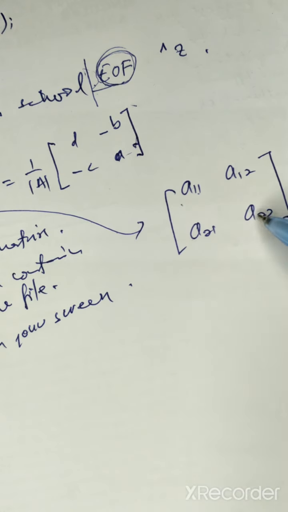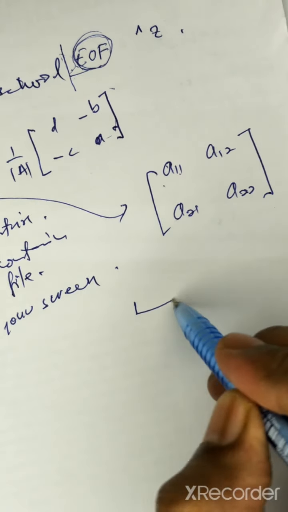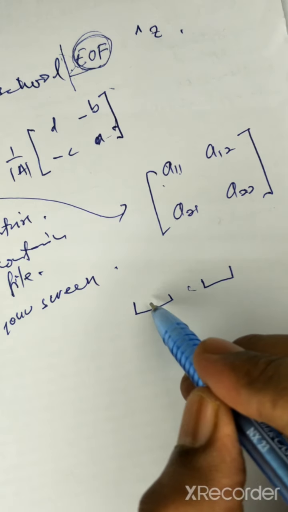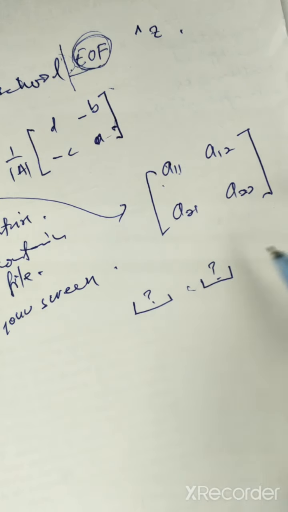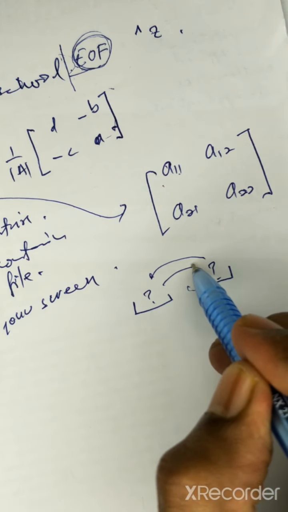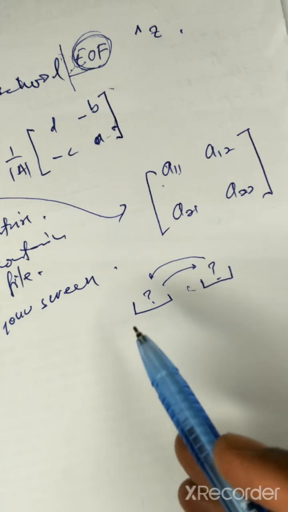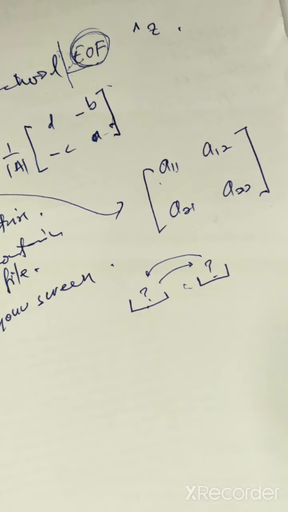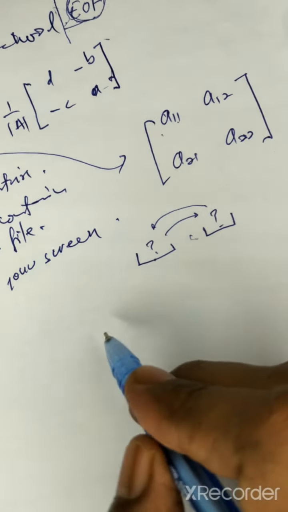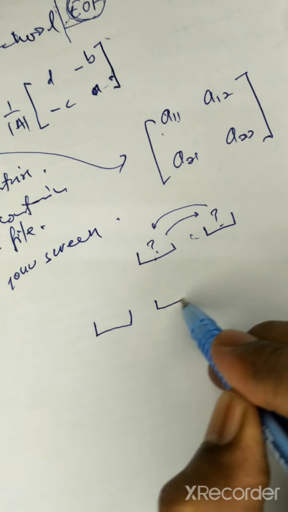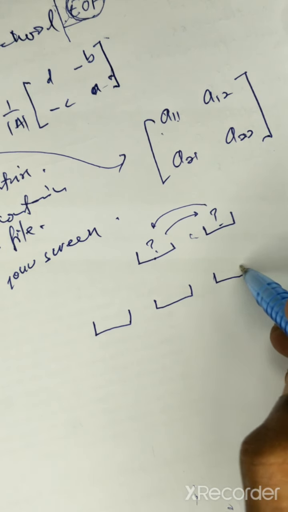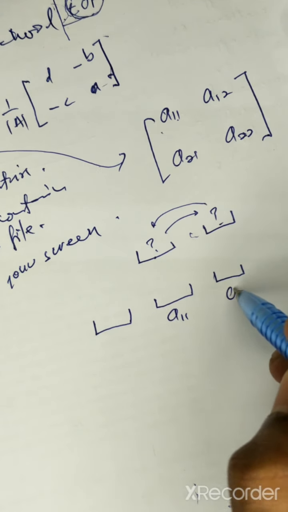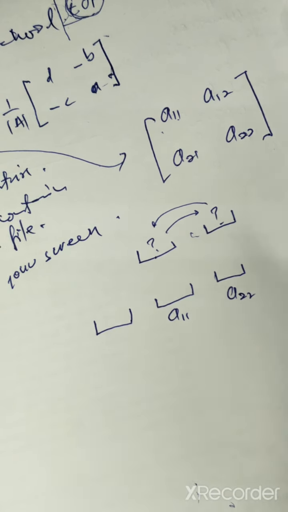To interchange this, let's consider you have two bowls. You have something in here and something in here. Now you want to interchange. How do you do that? You cannot have two atoms at the same time. So the strategy is that we need another bowl, an empty bowl, or we call it a temporary bowl. This is A11, this is A22, and let's call this SAM.